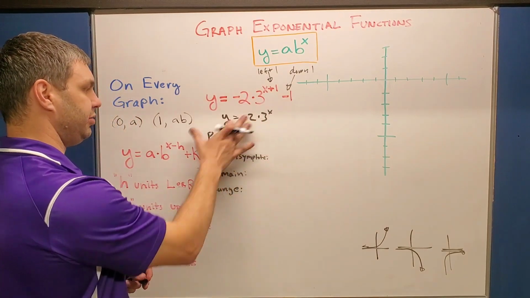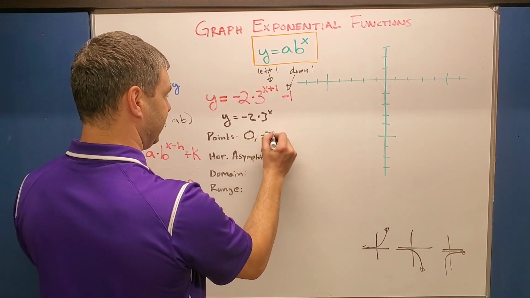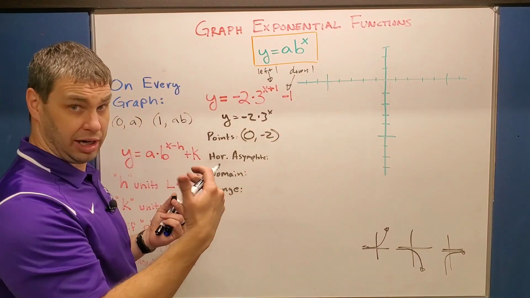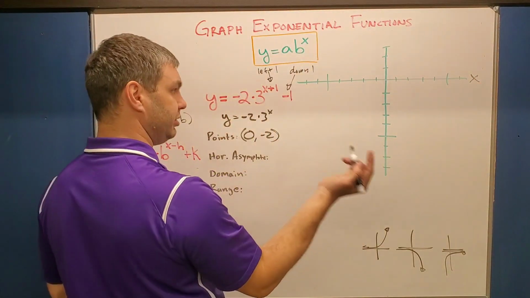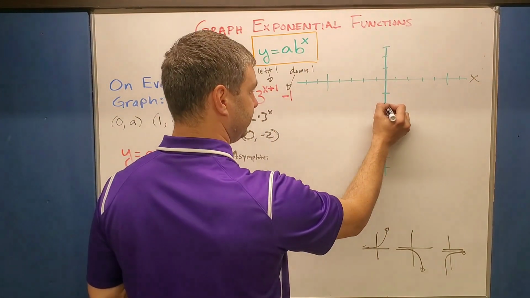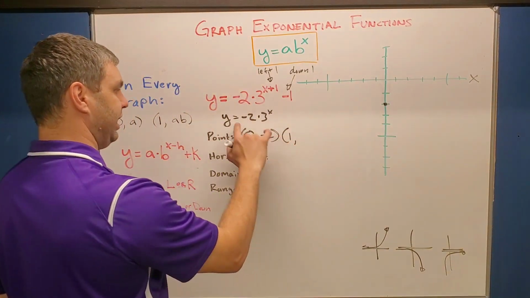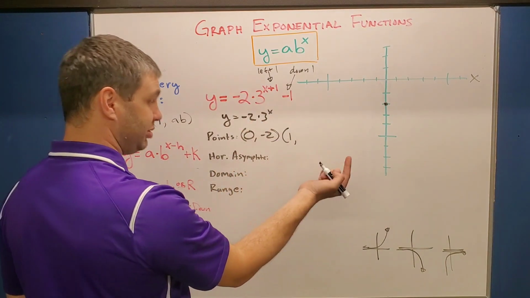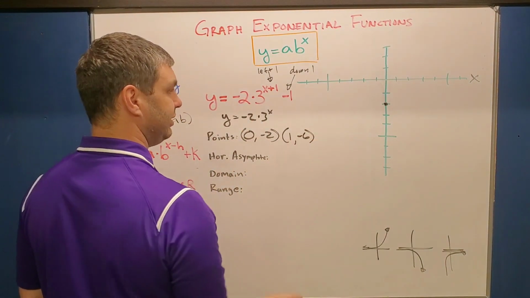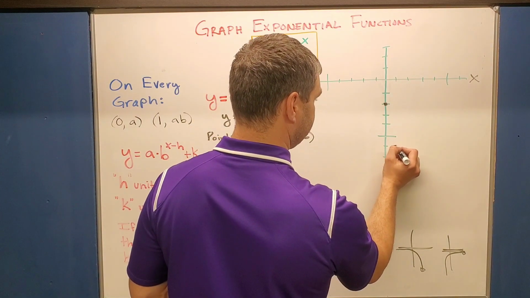But the original, if I were to graph this one, remember we need a point (0, a). So (0, -2), right? So it automatically will go down below the x-axis because (0, -2) is where? Below the x-axis. (0, -2) is right here. And then the other point that we need is (1, a times b), right? So -2 times 3 is -6. And (1, -6) is down here.